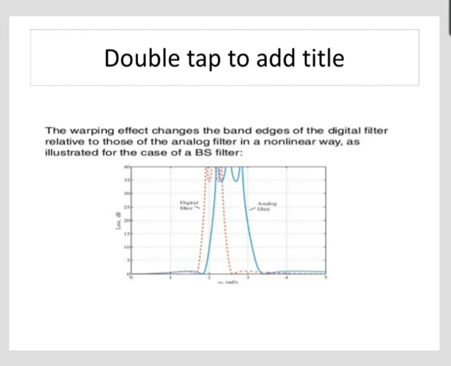High values of the derivative dV by df indicate a range where the spectral representation is expanded and the resolution is increased. Correspondingly, low values of the derivative indicate the ranges of resolution reduction. At the tuning frequency where dV by df is equal to 1, the spectral resolution is unchanged. So the warping effect changes the band edges of the digital filter relative to those of the analog filter in a non-linear way, which is shown here.